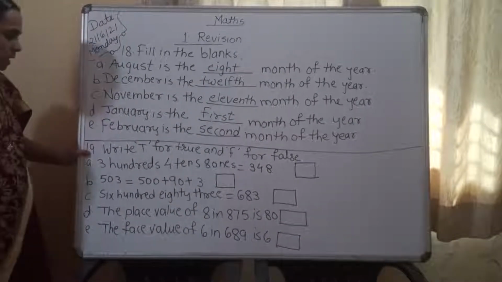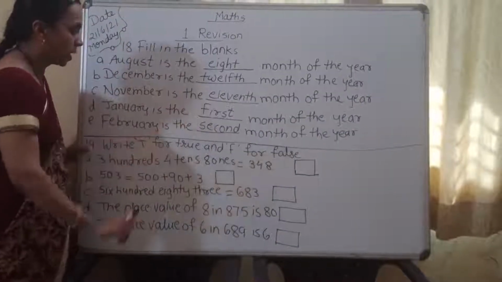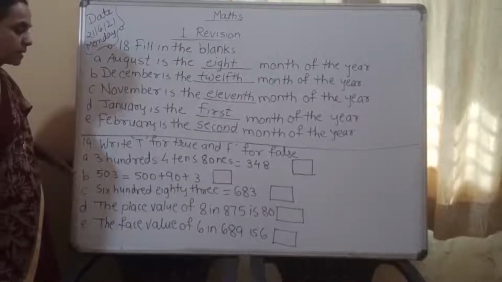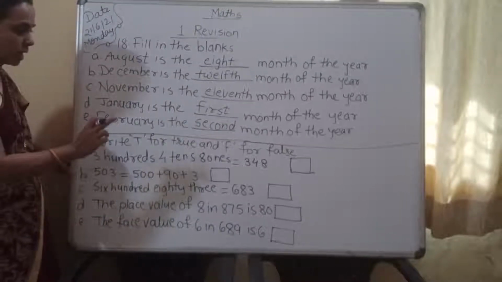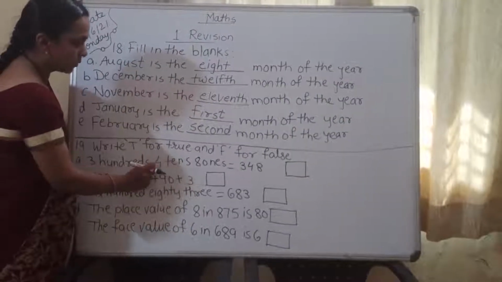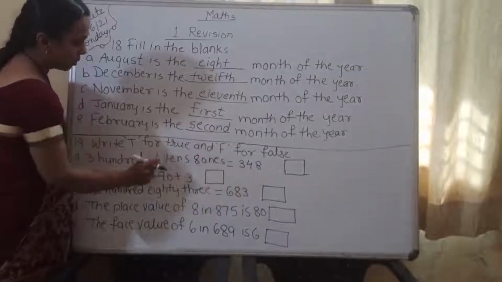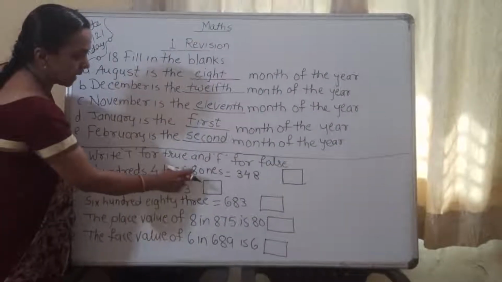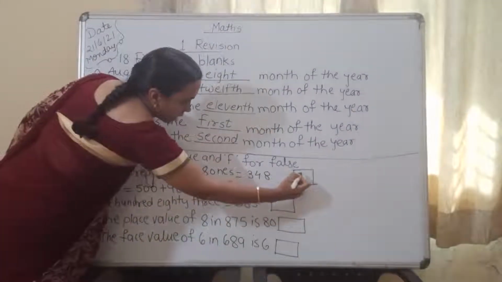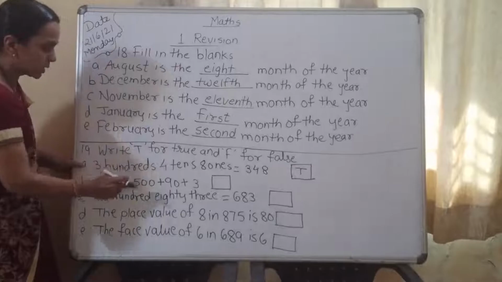Now see, 19th question. Write T for true and F for false. So what is given here? 3 hundreds, 4 tens, 8 ones equal to 348. 300 plus 4 tens. 4 tens means 40. 340 plus 8 ones. So 3 hundreds, 4 tens, 8 ones equal to 348 is the correct answer. So we have to write down here capital T. That is the true statement.